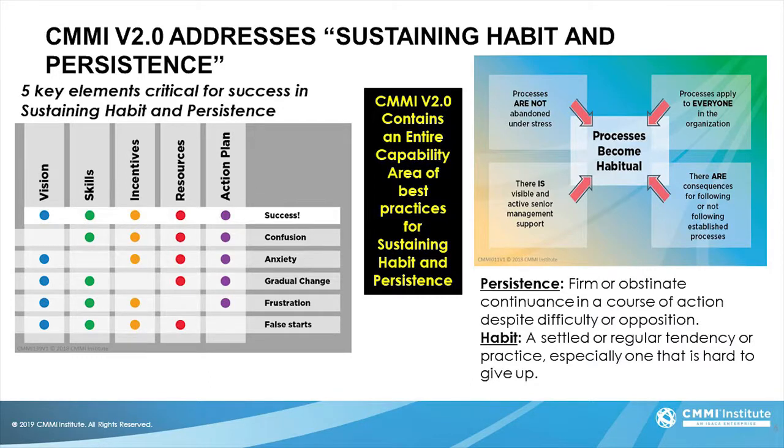If you're missing any one of those vertical elements, whether it's vision, skills, incentives, resources, or an action plan, you end up anywhere below that success line. So the CMMI now, with the adoption guidance and all the pieces that come with 2.0, actually enables you to do this, and we've added an entire capability area around sustaining habit and persistence. Why should that matter? How many of you have been through organizations where they've been through a change, whether it's a tool, technology, or organizational change, and the intent and benefits of the change don't stick? They don't last. Almost every organization I run into has that issue.